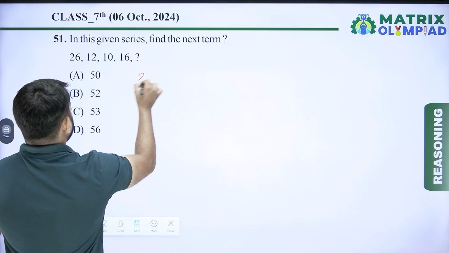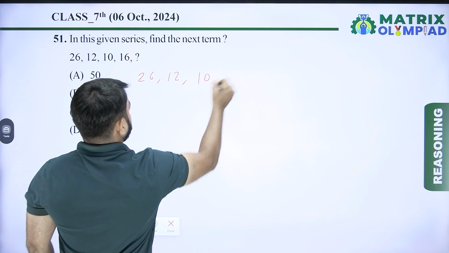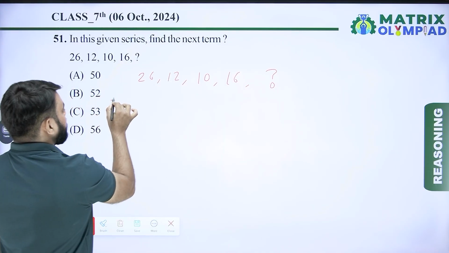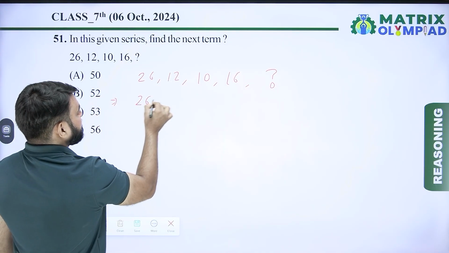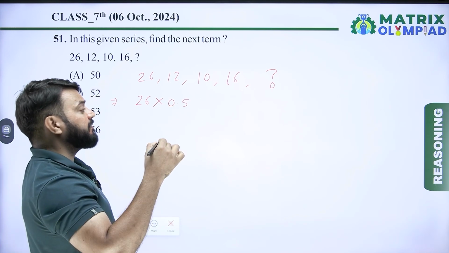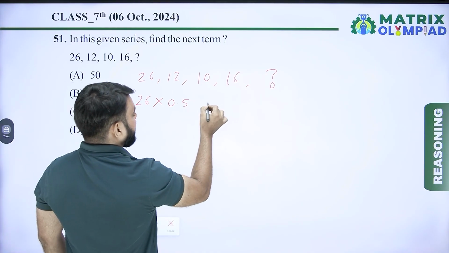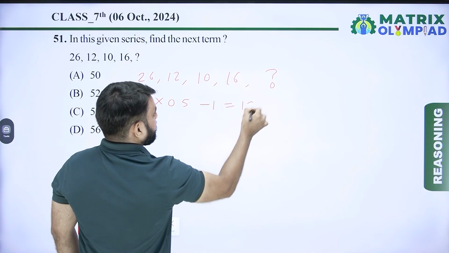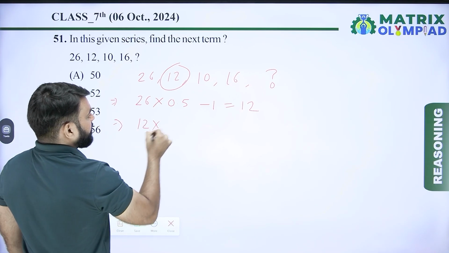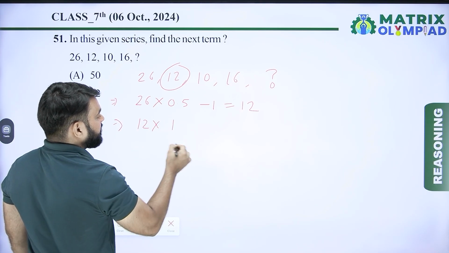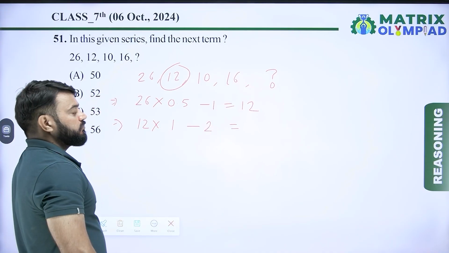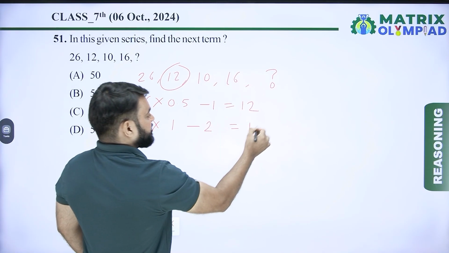The series is 26, 12, 10, 16 and find the next. First find the pattern of the given series. 26 multiplied by 0.5 gives 13. Now 13 minus 1 gives 12. Now 12 multiplied by double of 0.5, which is 1, minus double of 1, which is 2. So 12 into 1 minus 2 gives 10.